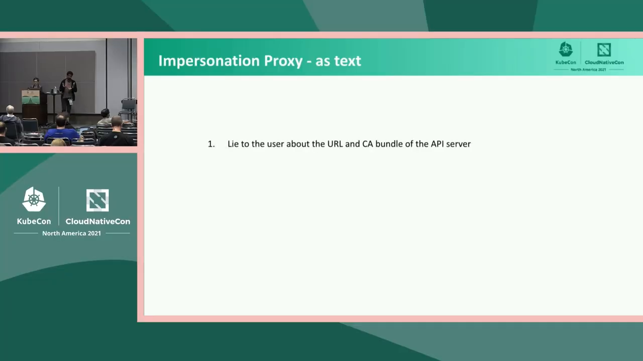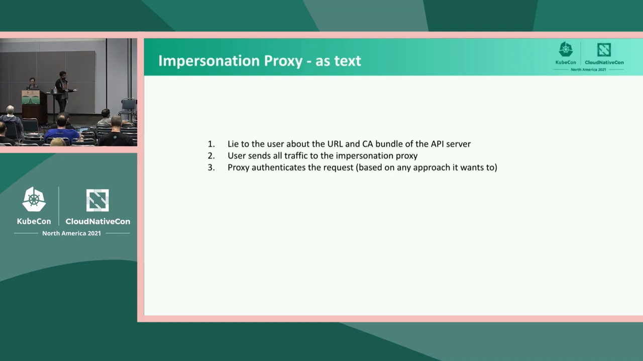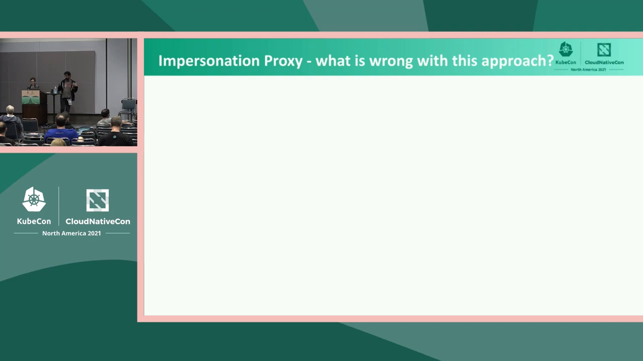So in text, you're going to lie to the user and tell them the URL and CA bundle of the API server is the impersonation proxy. They're going to send all of their traffic to the impersonation proxy instead of the API server. And the proxy will authenticate them however it wants. And then it's going to reverse proxy that back to the API server with the appropriate impersonation headers and authorization header set. All right. So what can go wrong, or sorry, what is wrong with this approach?